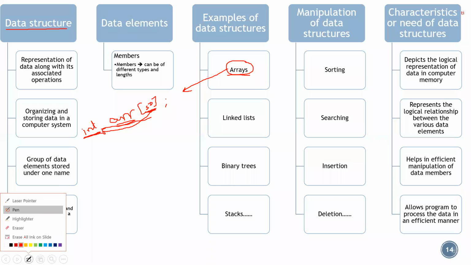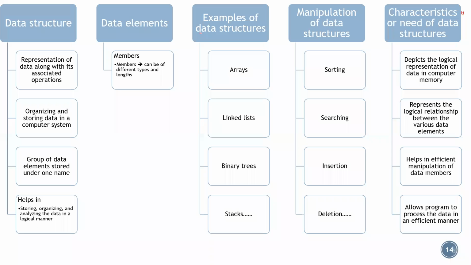So now let us see a few of the data structures examples. One is arrays, the other is the linked list, the binary trees, and stacks, and it keeps on continuing. So these are just a few to name. I think a few of you might have come across the stacks also when you're dealing with programs. You come across the term stacks when you do push and pop operations.